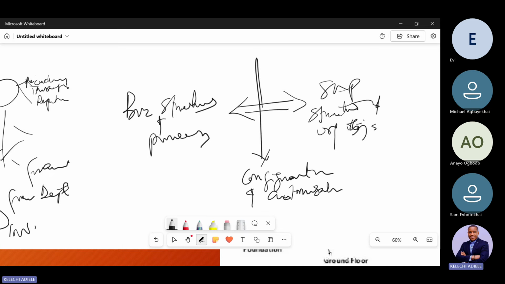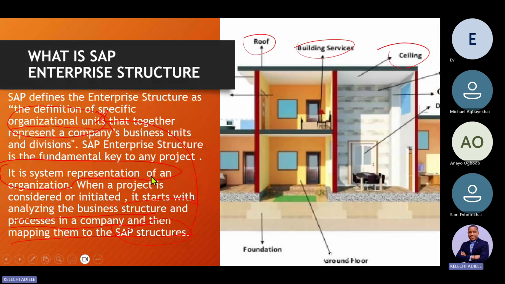Ladies and gentlemen, when you say you want to configure something, the first thing I ask you is, do you know the business structure and processes? If you don't know, you're wasting your time with configuration. That's why I took my time last time to make you understand projects, because it's in understanding business structures and processes that you can configure a system. Otherwise, it's going to be a disaster.